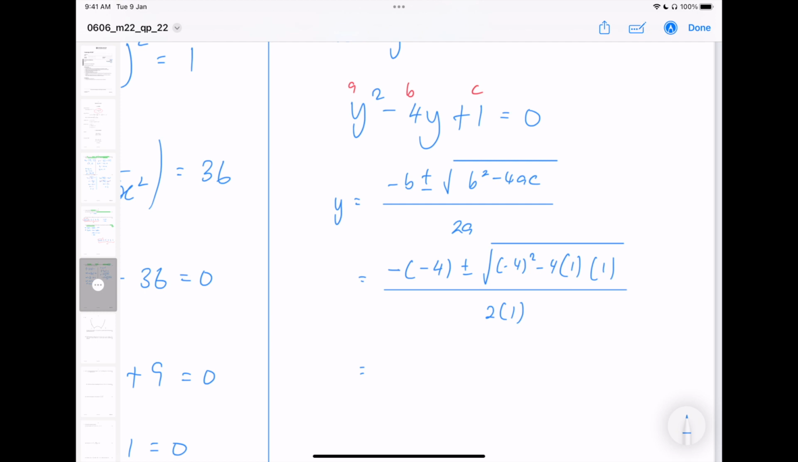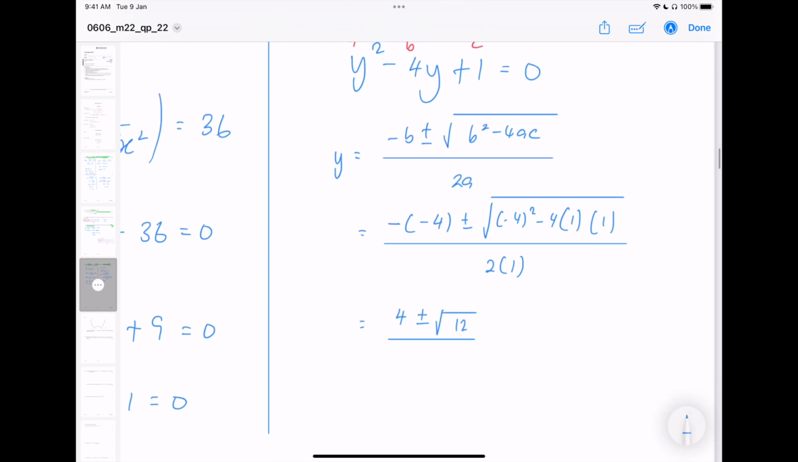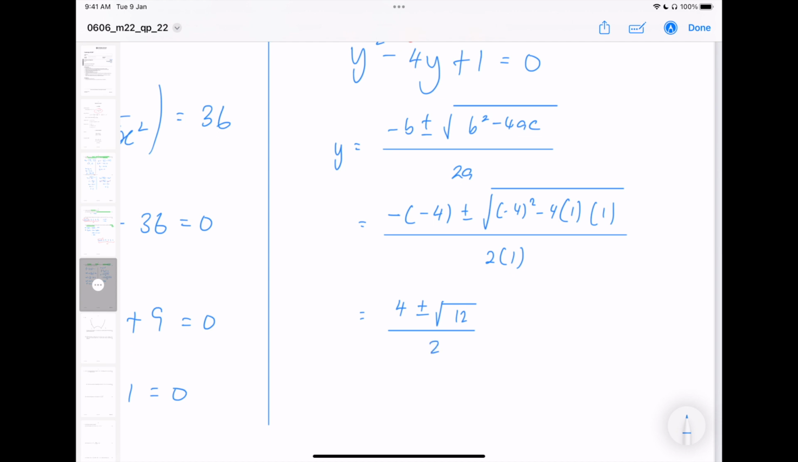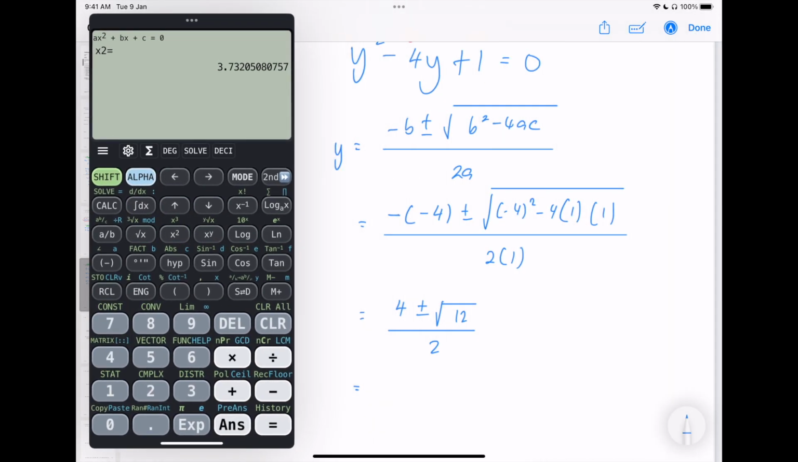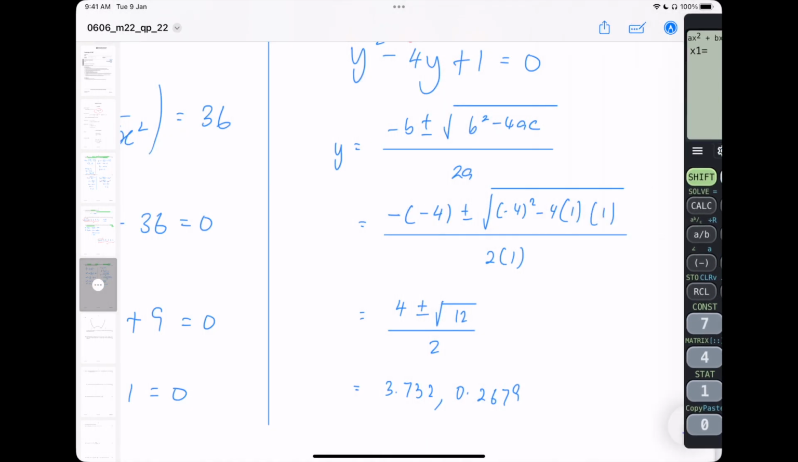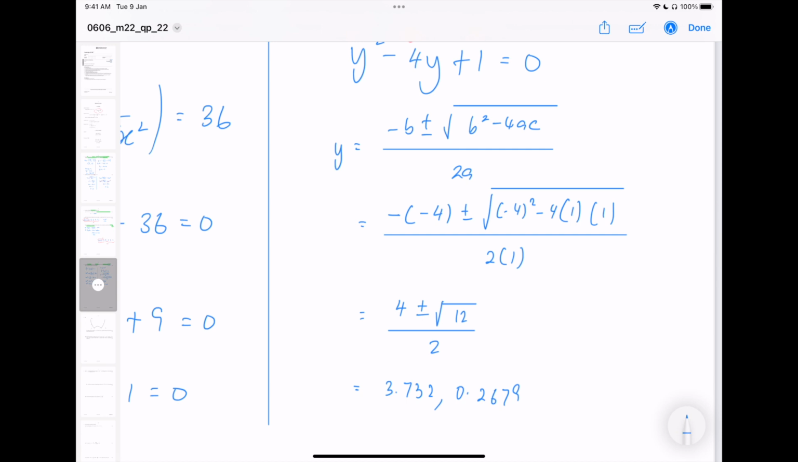Okay, let's simplify. You're going to get 4 plus minus square root of 16 minus 4, 12, yeah, divided by 2. Alright, so instead of typing this in the calculator, I will cheat. I remember that my calculator already has the answers, right? It's 3.732, and the other one is 0.2679. So that is how I can cheat. Well, I mean, I did it. I got the answer. I'm just too lazy to type it in, and my calculator already told me what the answer is. So why not use that?